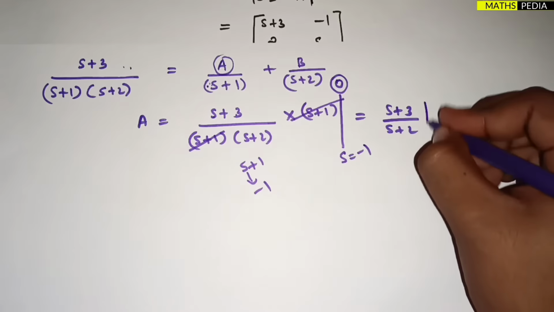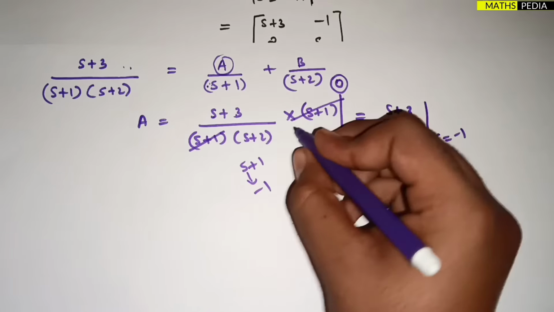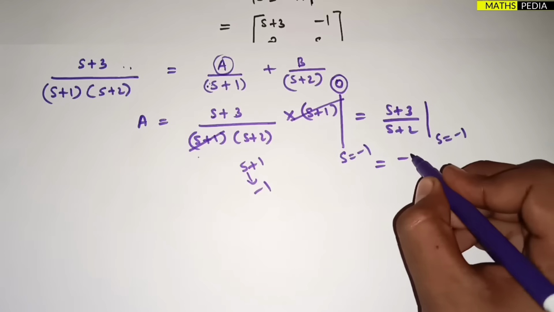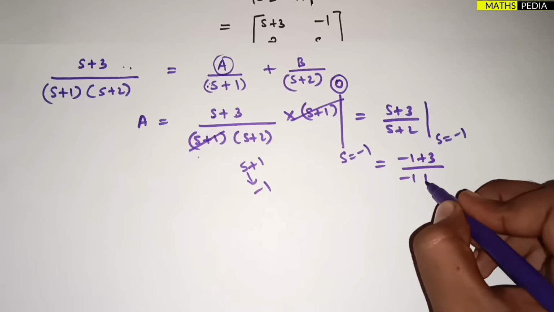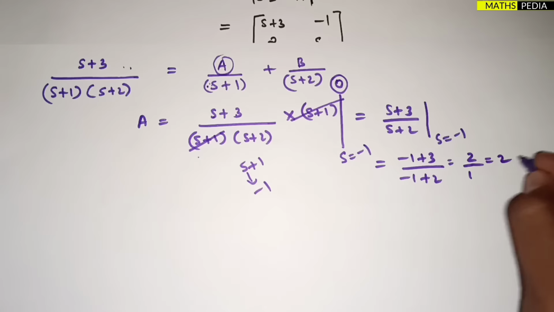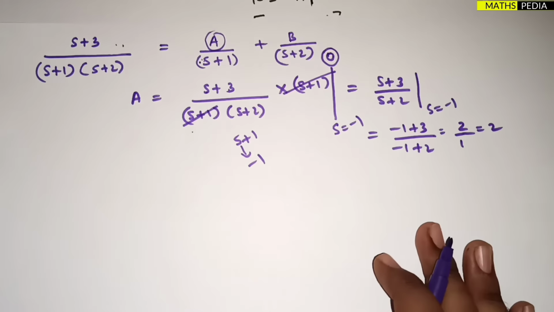So here also I put s equal to minus 1, after cancelling. It becomes (minus 1 plus 3) divided by (minus 1 plus 2), which is 2 by 1, equal to 2. So I got the a value. Now the next thing, the b value.